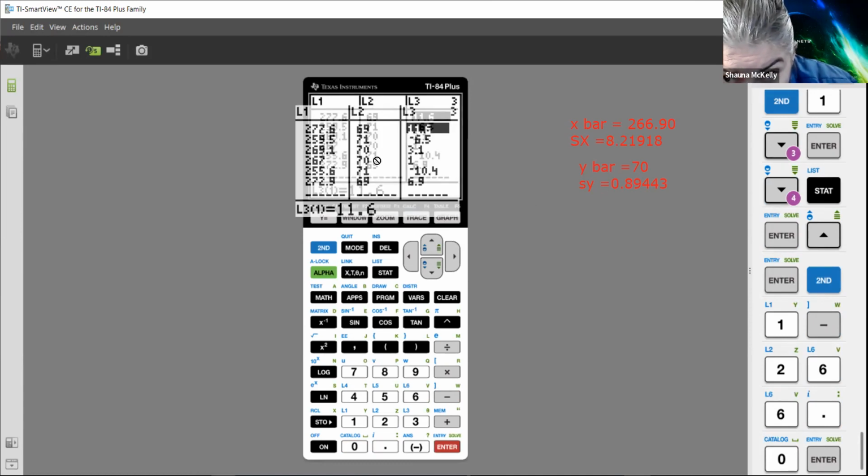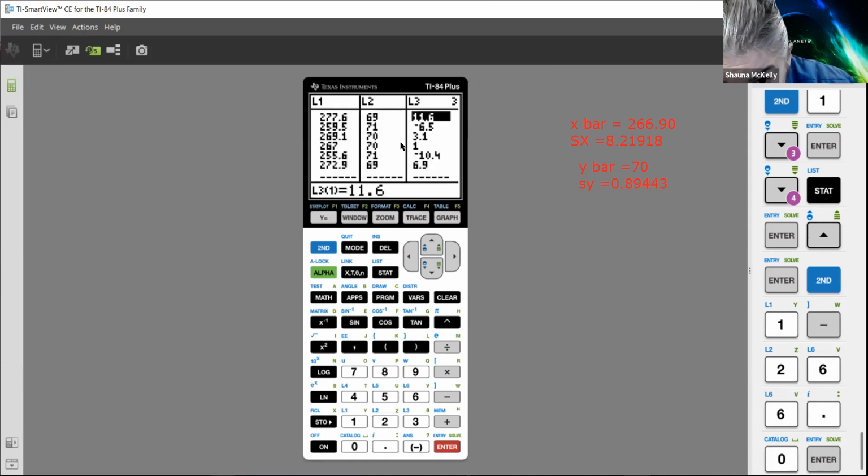So 11.6, negative 6.5, 3.1, 1, negative 10.4, and 6.9 is what I have here. Now you can have it show more decimal places or whatever, but that's how you do that. Now that's your X minus X bar.